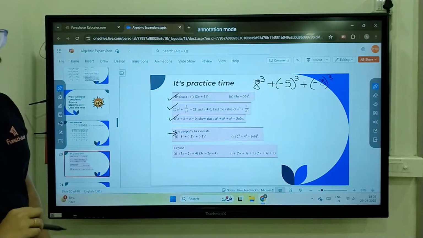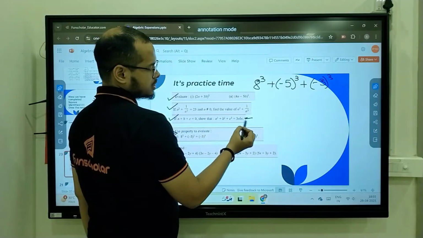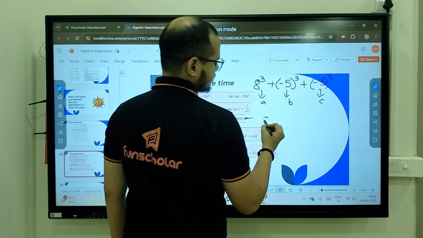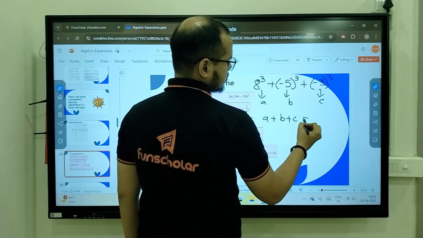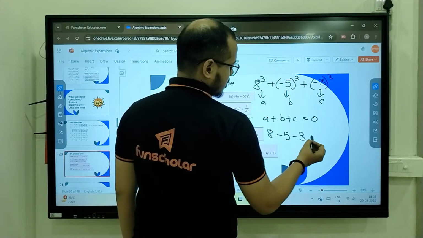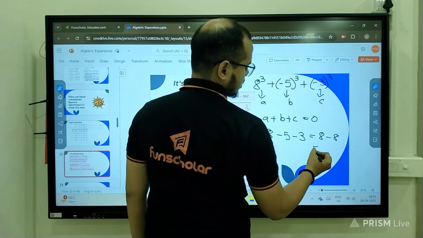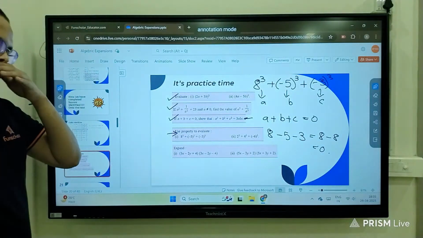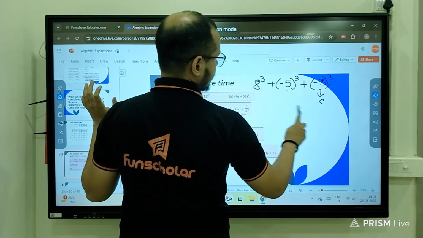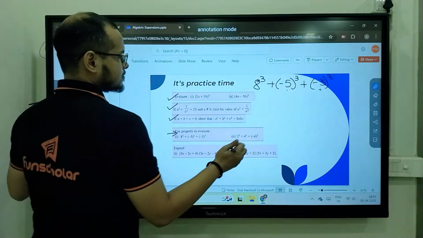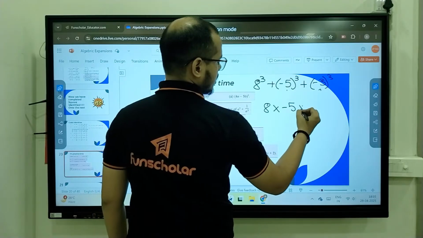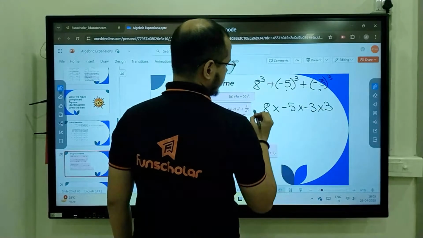Now before solving this, I want you to remember what we have done just before. So this is nothing but a, this is b, and this is c. Let's find out if a plus b plus c is equal to 0. So a is 8, b is minus 5, and c is minus 3. So it is coming 8 minus 8, that is 0. So if we prove that a plus b plus c is equal to 0, then 8 into minus 5 into minus 3 into 3 will give us the answer.